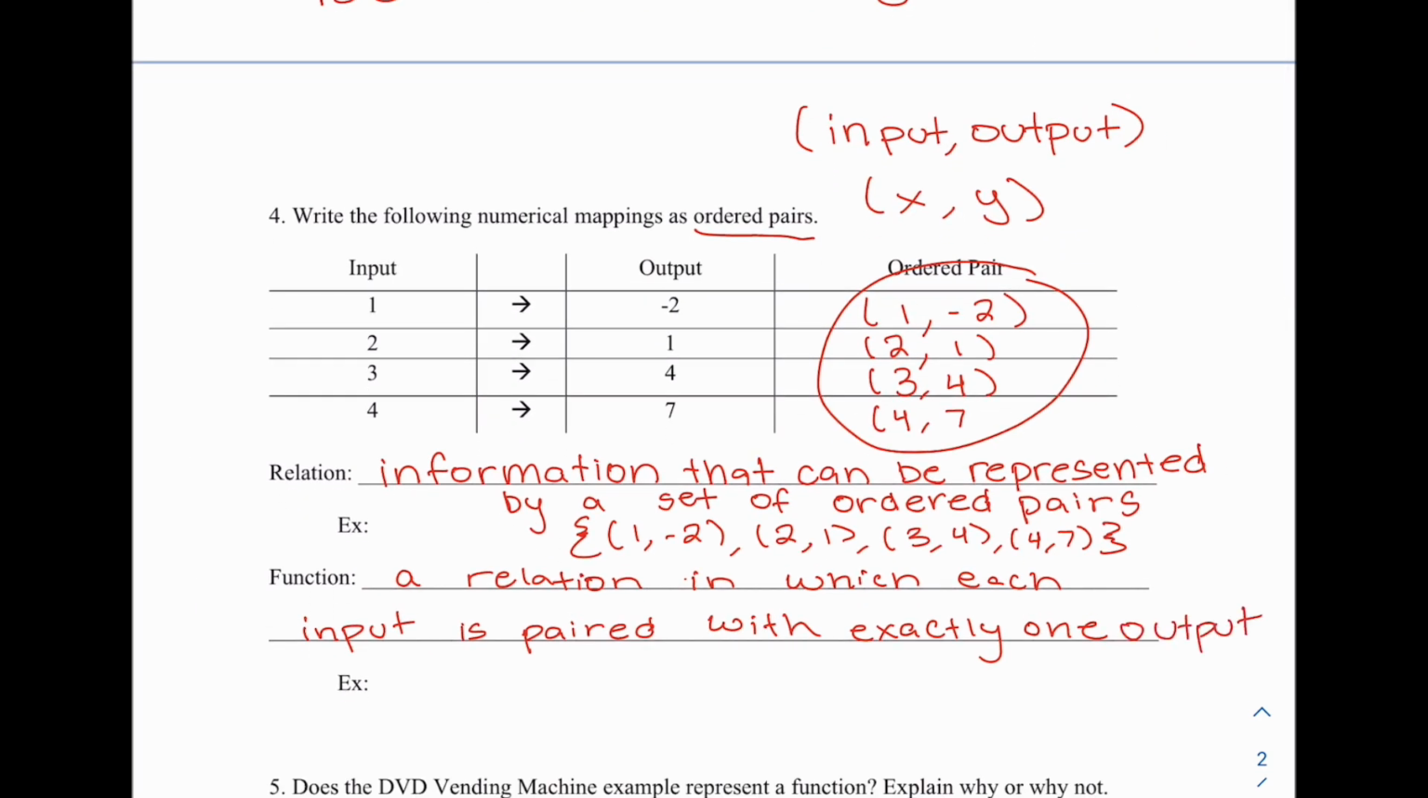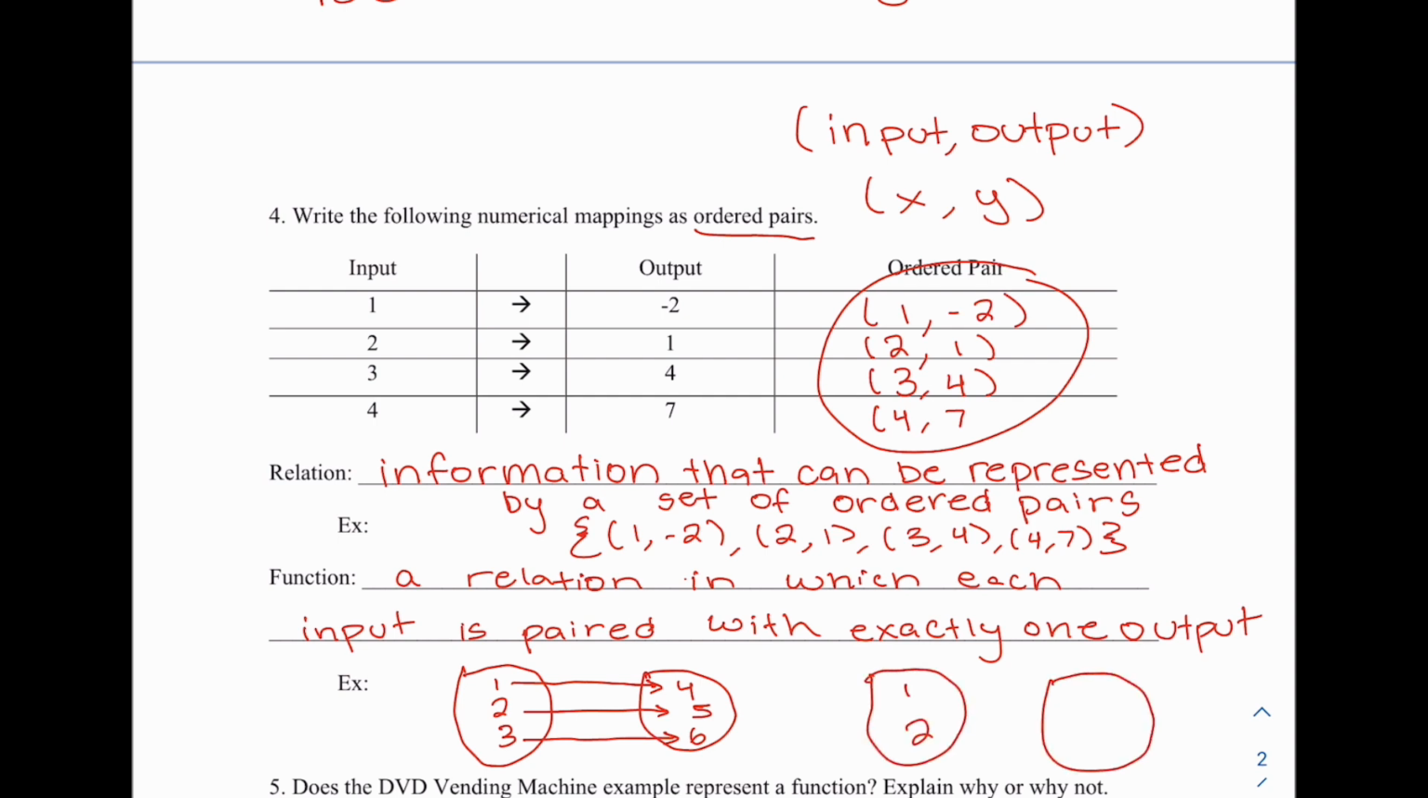A function is a special relation in which every input is paired with exactly one output. So if I had the following mapping diagram with inputs 1, 2, and 3, every input can only have one arrow coming out of it, meaning every input only has one output. Now let's take a look at this mapping diagram right here. I have two inputs, but only one output. I want to know, is this a function or not?